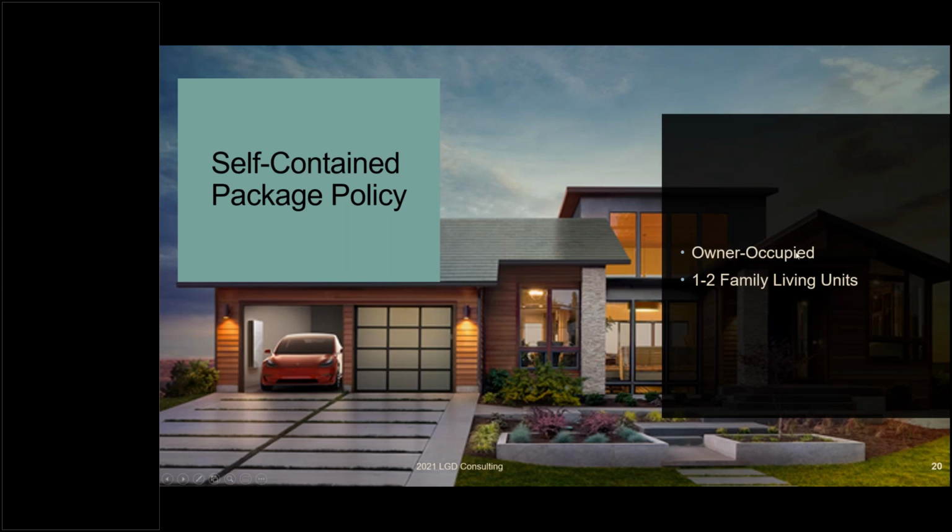You own it and you live in it. So if you own the house and you don't live there, you cannot buy a home policy. You're going to go to the dwelling coverage. Homeowners is 1 to 2 family living units. Again, a single family home or a duplex. Okay, that's how I want you to know it.